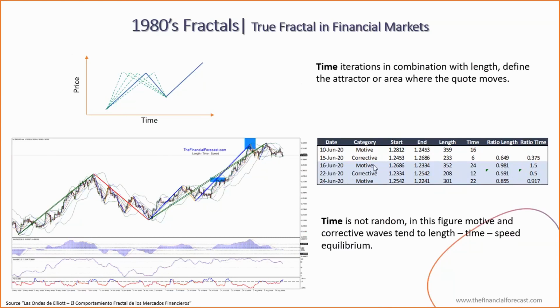That's why we can say that time is not random. In this figure, motive wave and corrective waves tend to length, time, speed equilibrium. That's really, really important to understand. And this breaks the way that we are currently using Elliott waves, because we tend to force a 5-wave counting, breaking this natural rule of connection between length and time.